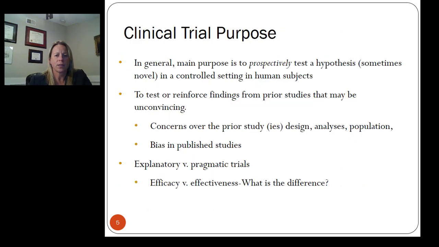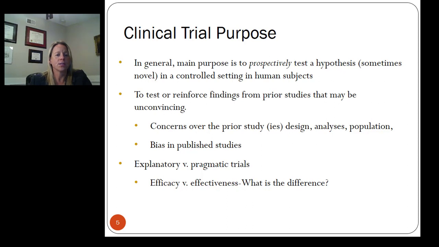Now, the general purpose of a clinical trial is to prospectively test a hypothesis in a controlled setting among human subjects. It also is to test or reinforce findings from prior studies that may be unconvincing, perhaps due to the sample sizes of those prior studies being too small, such that there's discordance among prior studies. There could also have been bias in published studies from the past, and so an effort to derive a more valid estimate may be the goal of the current clinical trial.